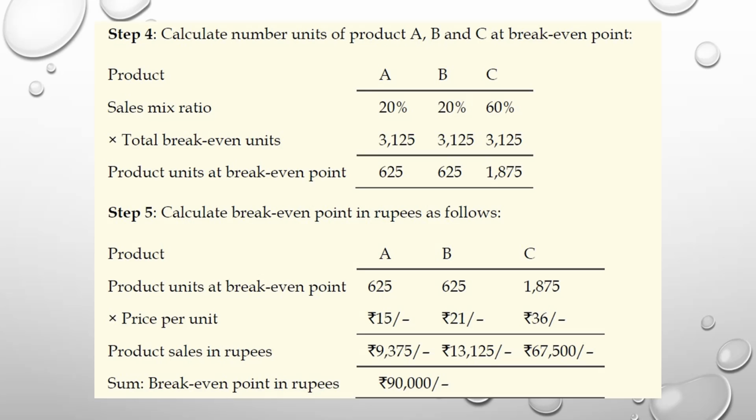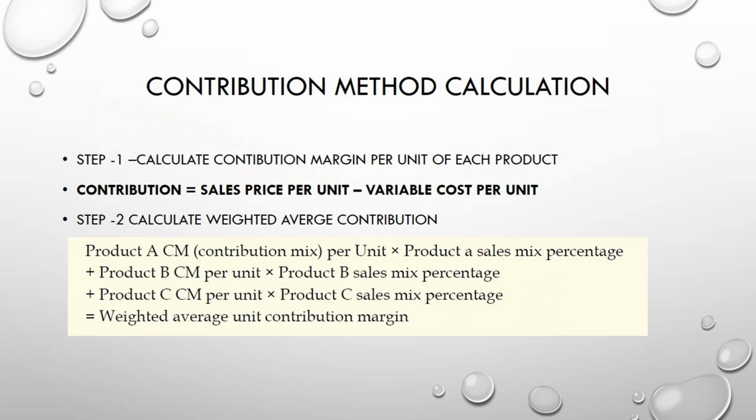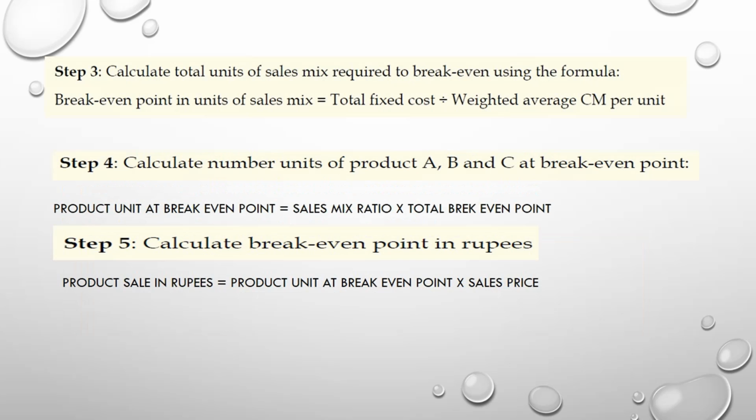So these are the 5 steps for calculating the BEP of multiple products. We'll see the equations. This is the contribution method calculation. Step 1, we calculate the contribution margin. The equation is sales price per unit minus variable cost per unit. Second step, we calculated the weighted average contribution. For that, the contribution of each product into sales mix, and total it. Step 3, we calculate the BEP in units of sales mix. For that, total fixed cost divided by weighted average contribution.